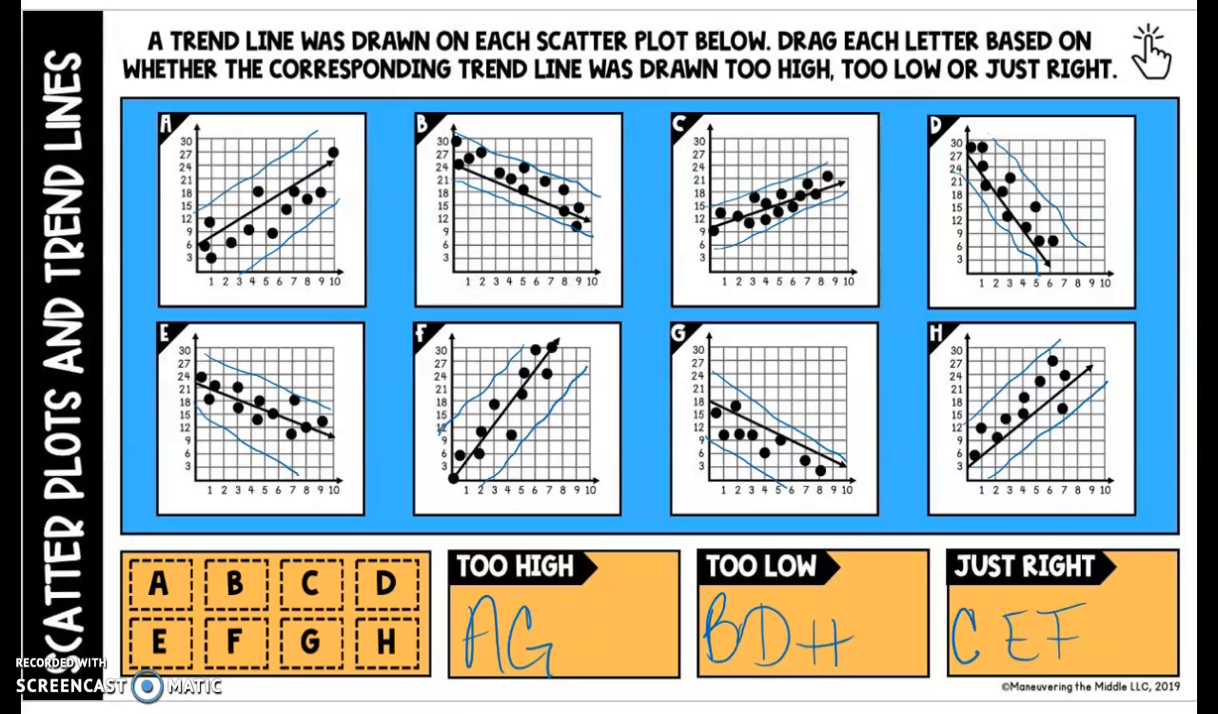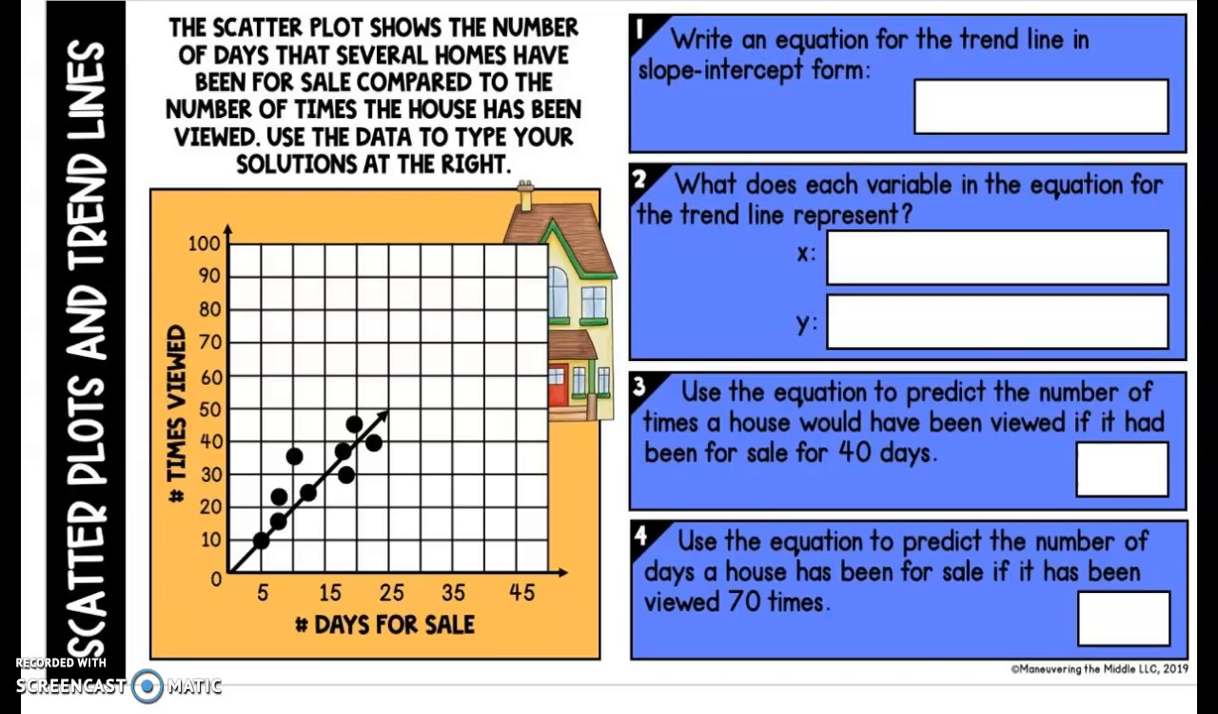So now that we have a refresher on what our trend line should look like, looking at C, E, and F, we're going to go ahead and start making predictions. The scatter plot shows the number of days that several homes have been for sale compared to the number of times the house has been viewed. Use the data to type your solutions at the right. So we have a positive association, it's linear, and we already have our trend line.